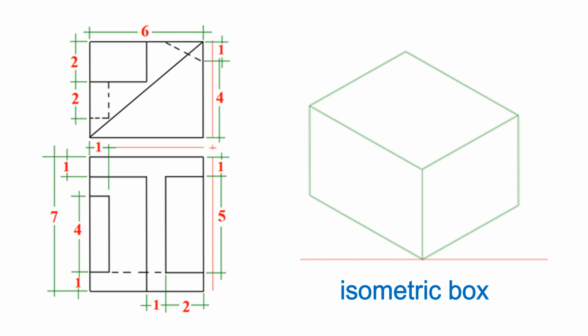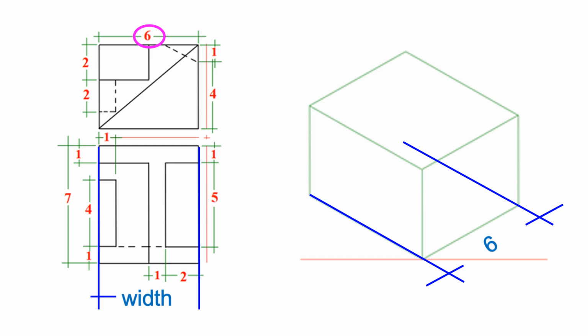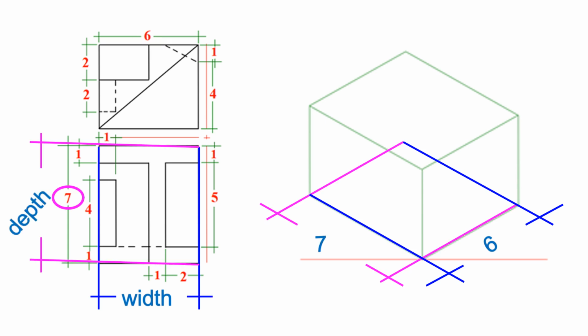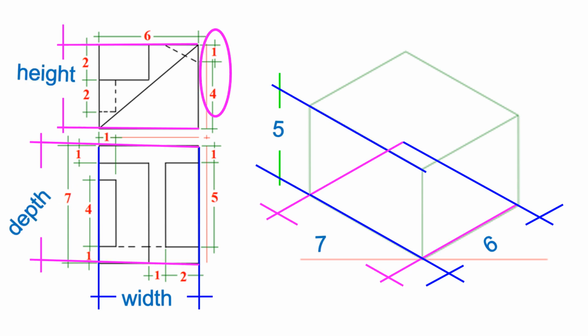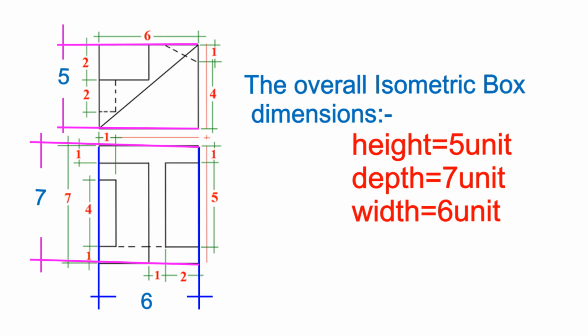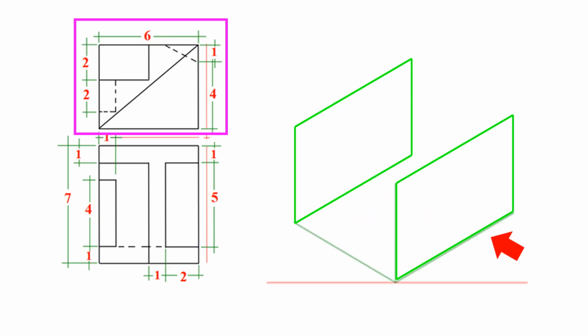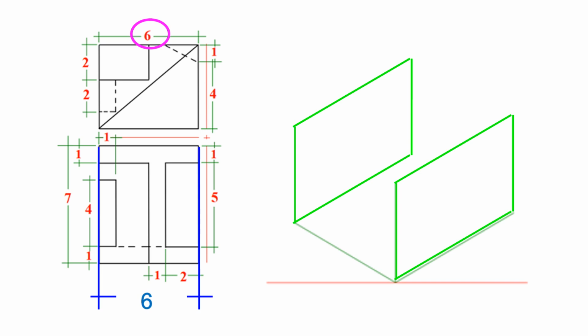Every isometric drawing starts with the bounding box. This box represents the overall width, depth, and height of the object. To find these dimensions, we look at our multi-views. Let's use the front view first. From here, we get the maximum width, which measures 6 units, and the maximum height, which is 5 units.